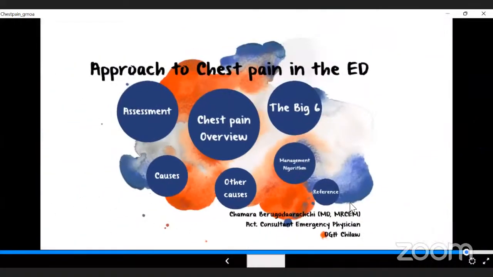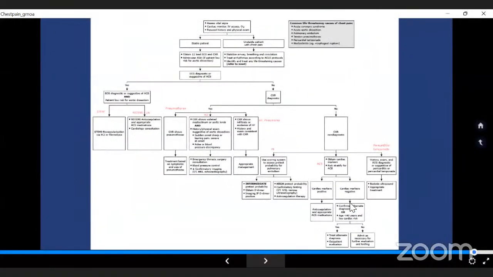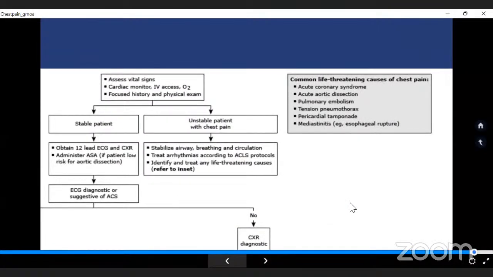Okay. This is an interesting management algorithm just before I wind up. So any patient coming with chest pain, as I mentioned, assess vital signs, put on cardiac monitoring, get IV access, give oxygen if needed, and take a focused history and physical examination once they are stable. Unstable patient with chest pain, do the ABCD assessment, and manage accordingly, as I mentioned.